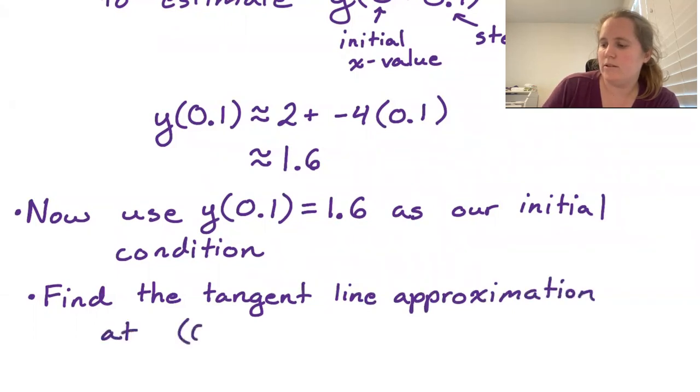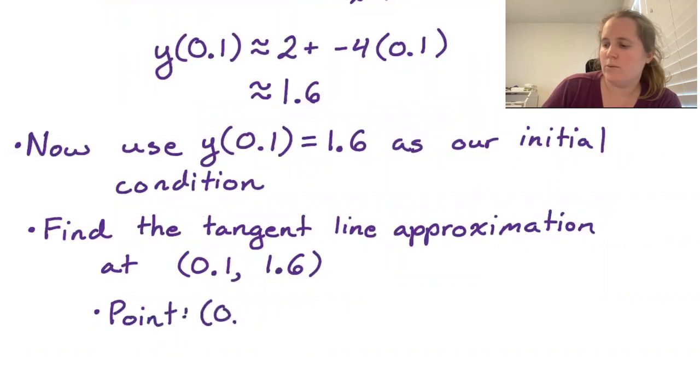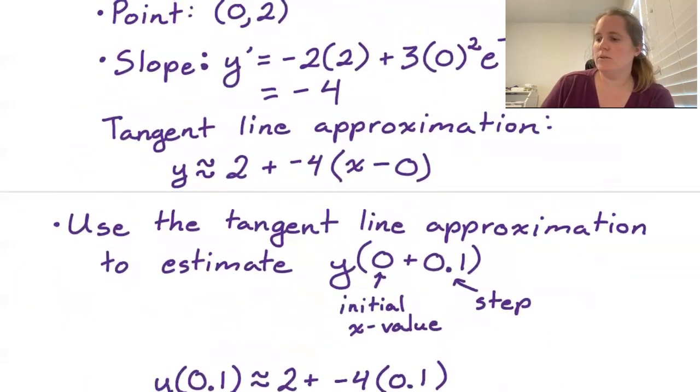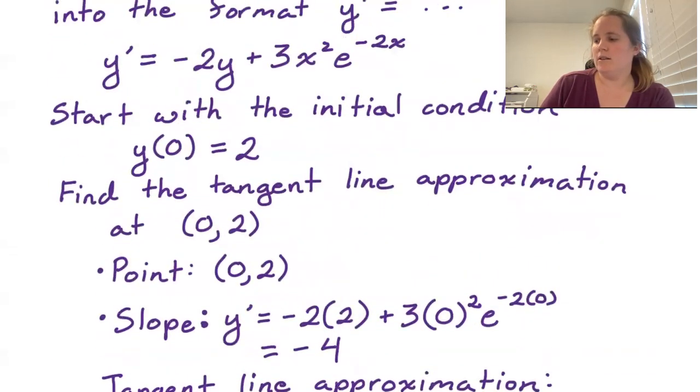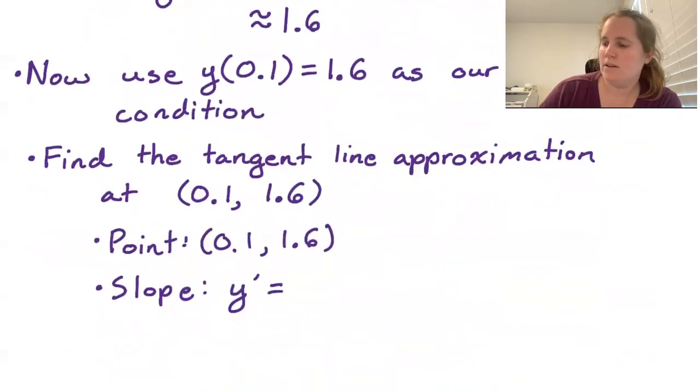At the point 0.1, 1.6. So our point we have 0.1, 1.6. Our slope, we will once again need to use our differential equation. We have that y prime was equal to -2y plus 3x squared e to the -2x.